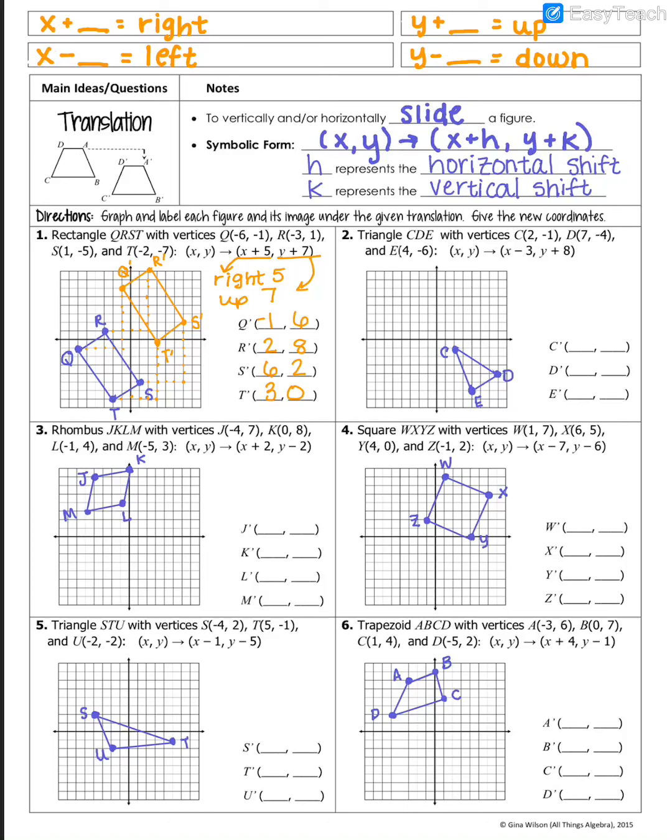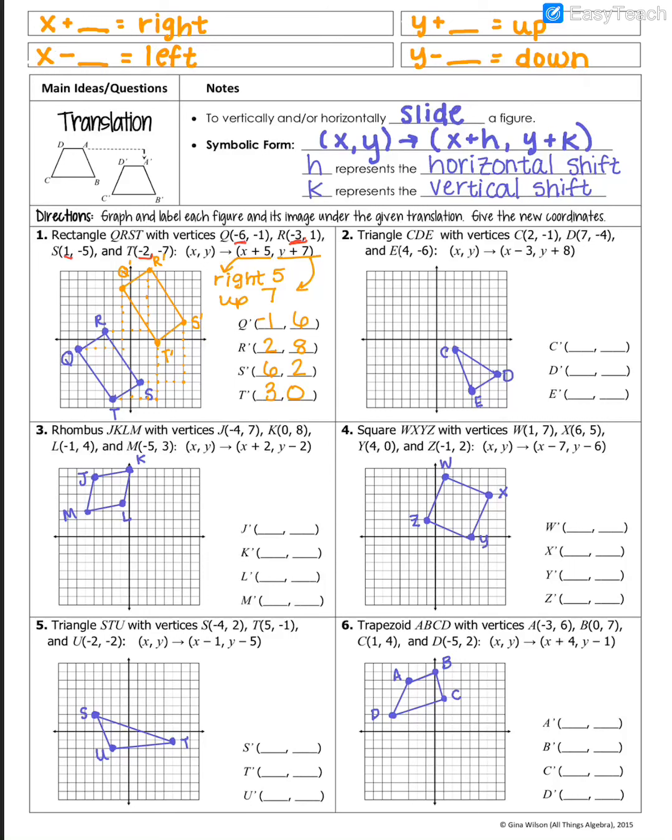If we're looking at the x values, Q was originally -6. To get from -6 to -1, all I did was add 5 onto that number. Same thing with -3. -3 plus 5 gives me 2. 1 plus 5 gives me 6. -2 plus 5 gives me 3. Okay? So you're basically adding 5 onto your x values to get your new point.